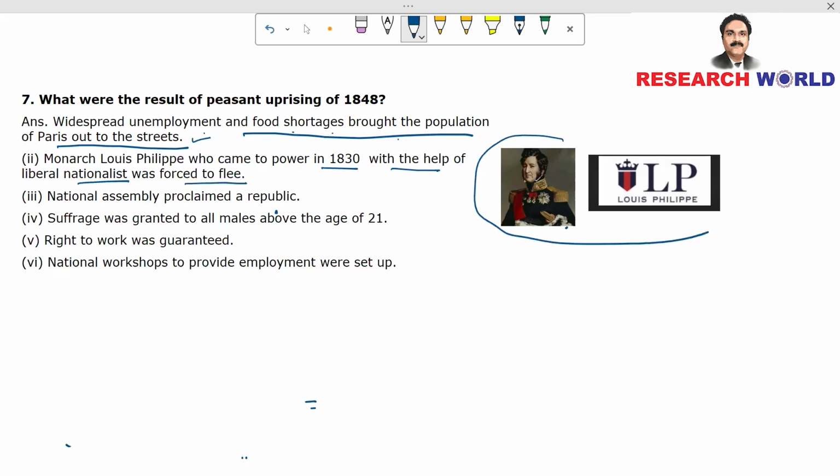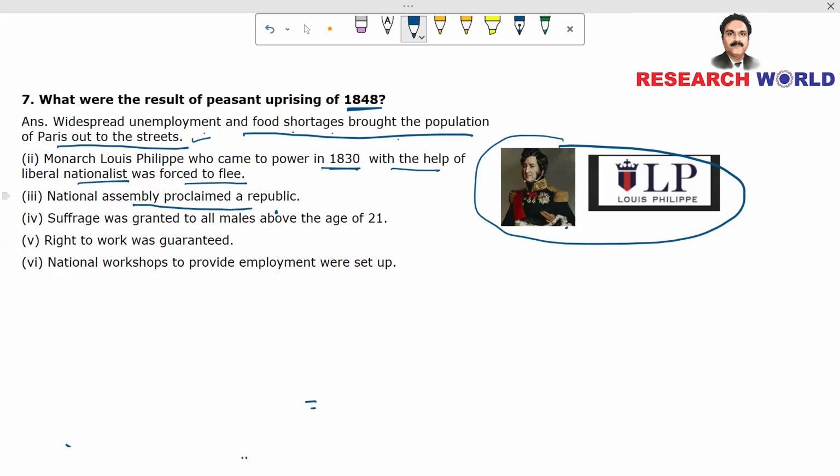We did discuss this particular Louis Philippe, and when France sneezes, the rest of Europe gets the cold. In the second question of this chapter, we discussed how Louis Philippe came to power with the help of liberal nationalists in 1830. The same Louis Philippe was forced to flee in 1848 as the monarch of France. He had to abdicate. Abdicate means resign and go. So he was forced to flee in this widespread revolt, the peasant uprising of 1848.